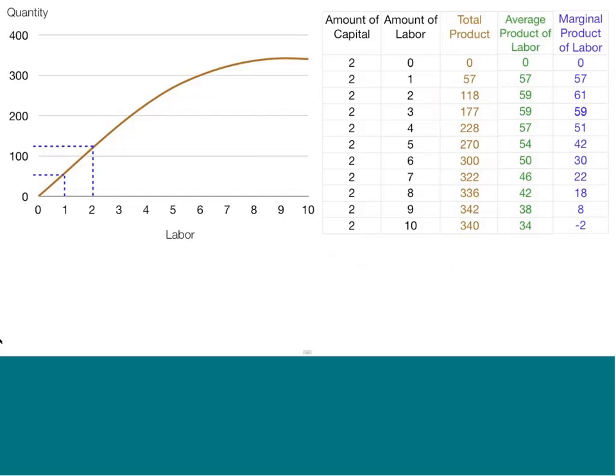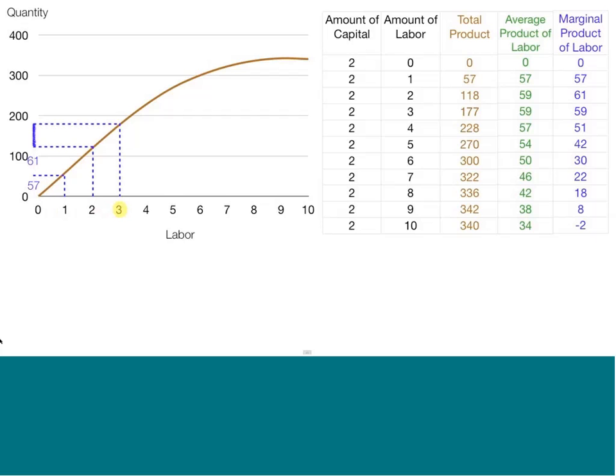So if I start out at 0, let me put a little yellow dot there, 0, and I go from 0 to 1, my marginal productivity of labor, marginal product of labor is 57. If I go from 1 to 2, it becomes 61. If I move from 2 to 3, it goes down, and it is 59.